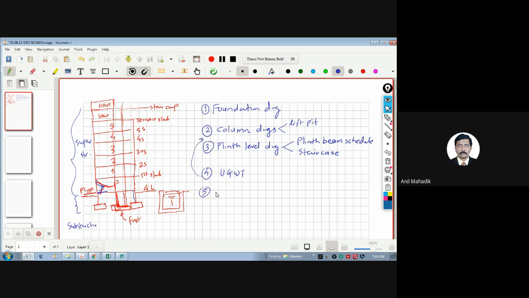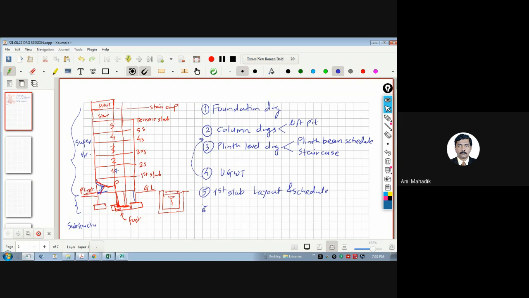Then we start with the first floor or first slab drawing. You can call it the first slab, or the first floor slab also, whatever you want to say. But this is the location, the first slab layout. And schedule means schedule of beams, schedule of slabs. So what is there at this level? We are having beams and slab at this level.